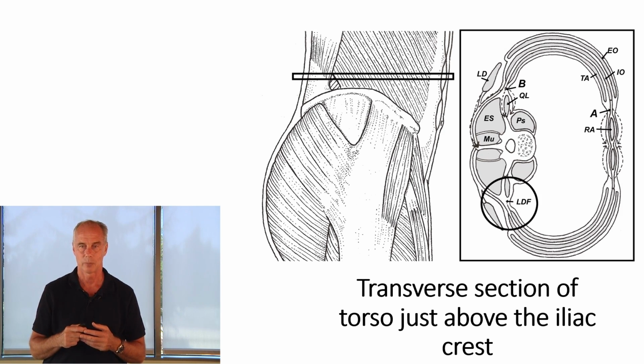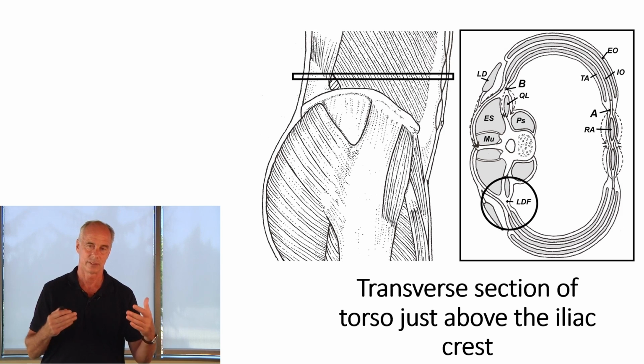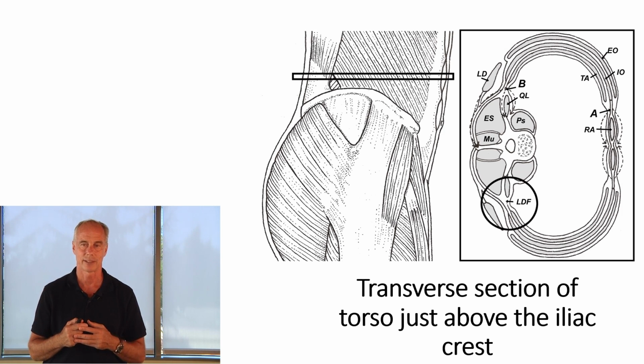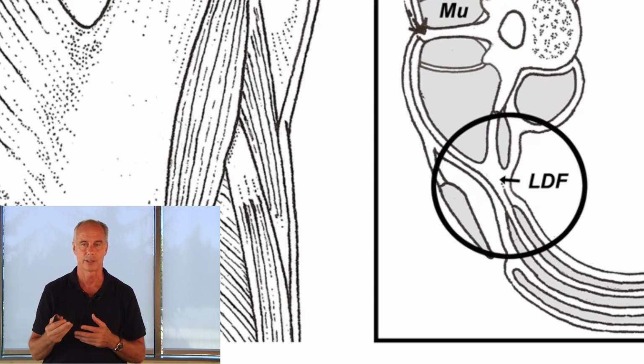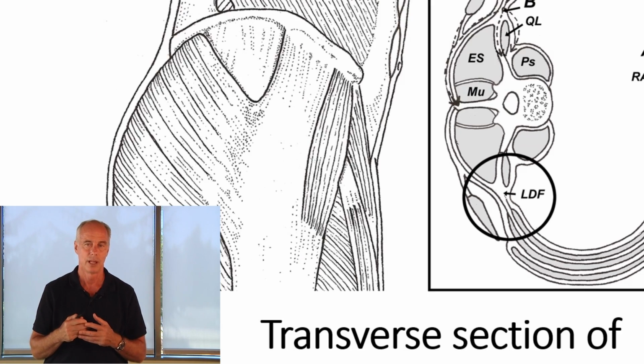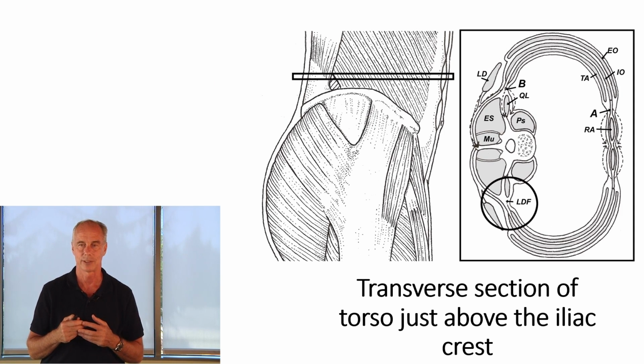If you were to take the core muscles and section them, the internal and external obliques, EO and IO, are around the transverse abdominis. Rectus abdominis is in the center. They all merge to form the lumbodorsal fascia where that little circle is. You can see MU is multifidi, erector spinae, psoas, quadratus lumborum. You can see how they're powerful stabilizers.